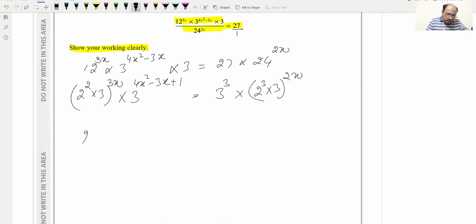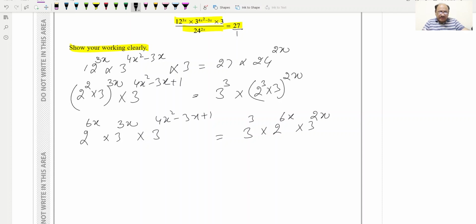So 2 raised to power 2 into 3x will be 6x, and 3 raised to power 3x, separate powers, and this will be into 3 raised to power 4x squared minus 3x plus 1, and this side will be equal to 3 raised to power 3 cubed into 2 raised to power 6x, and this will be into 3 raised to the power 2x. Now we can cancel this 2 raised to 6x with this, and in the remaining thing, bases are same, so their powers will be added.